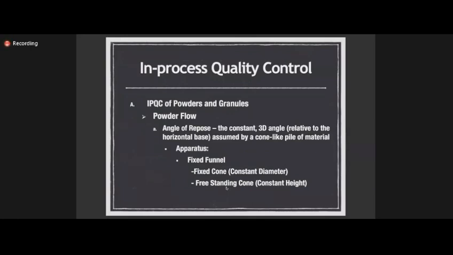Next, we have powder flow. So, diba, the powder flow is important for the tableting process of the powders. No? So, syempre, how it flows from the hopper, no, para magawang tablet. Okay, so first we have angle of repose. Ayan. So, angle of repose is the angle assumed by the cone-like pile of the material. So, we have fixed funnel, no? So fixed funnel, so it can have a fixed cone with constant diameter or a freestanding cone with constant height.